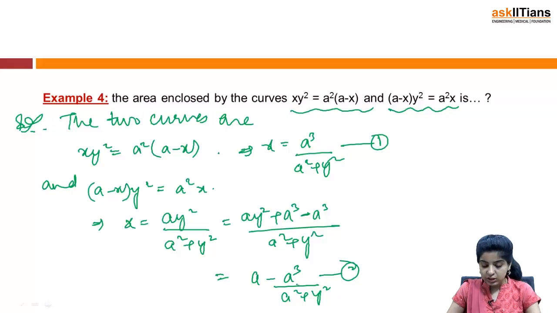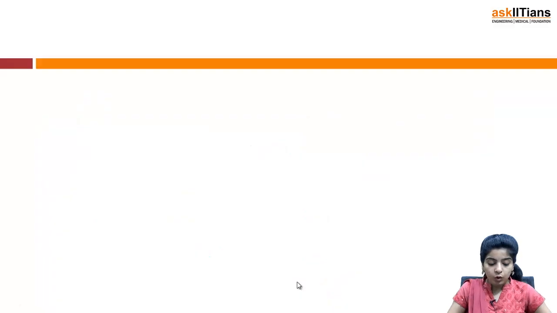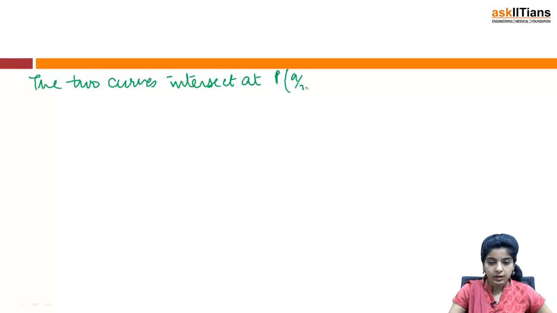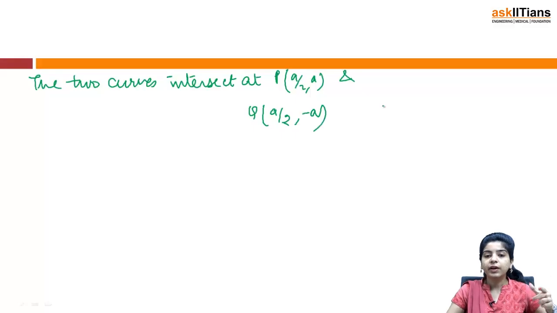So using these, moreover you can also find out that the two curves intersect at a by 2, a by 2 and a by 2, minus a by 2. The two curves are intersecting at these particular points. So let us first draw the curves.